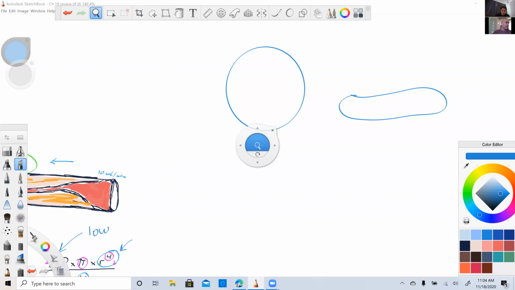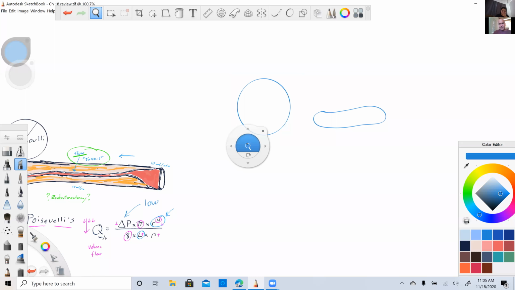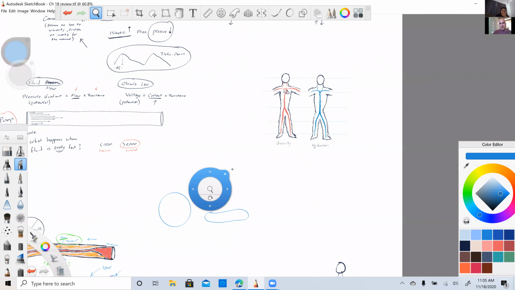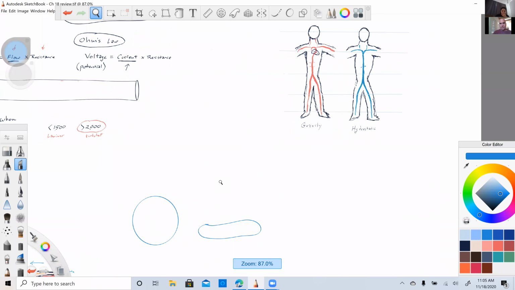I think that's all I really want to say about the vein. Most of the blood in the body is in the veins. It's kind of like our reservoir. Yeah, that's all I need to say about veins for now. Other than hydrostatic pressure, I guess that's something else that is kind of veiny. Let's see these guys over here.